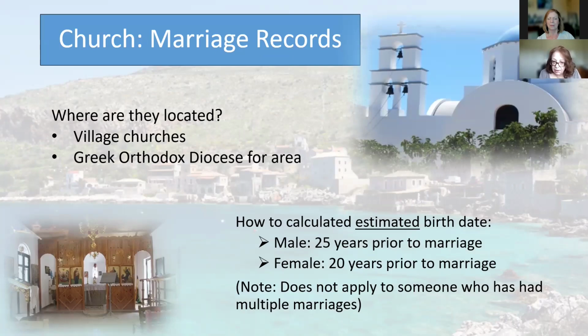So how to calculate an estimated birth date? If the marriage record doesn't give a birth date, you might say that the male was born 25 years prior to marriage, the female 20 years prior to marriage. Now, first, this isn't perfect. This is an estimate. It does not apply to someone who has had multiple marriages, which is very true. You'll see that later on.